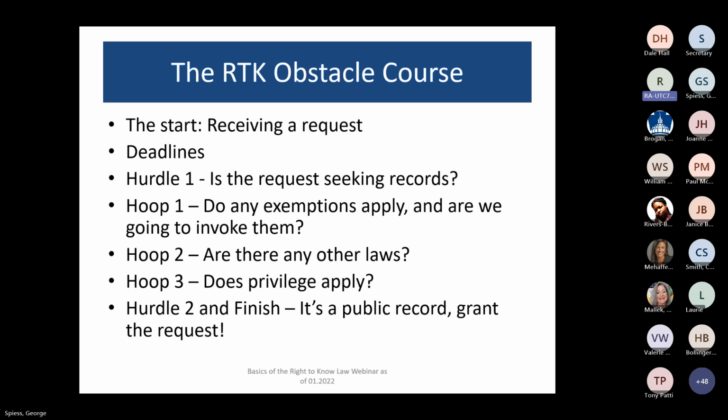I like to describe the right to know process as an obstacle course. This obstacle course has its start, and on the obstacle course there are 2 hurdles. In front of the second hurdle, there are 3 hoops. It's only when you get through the obstacle course that you end up concluding that it's a public record, which we're going to release.